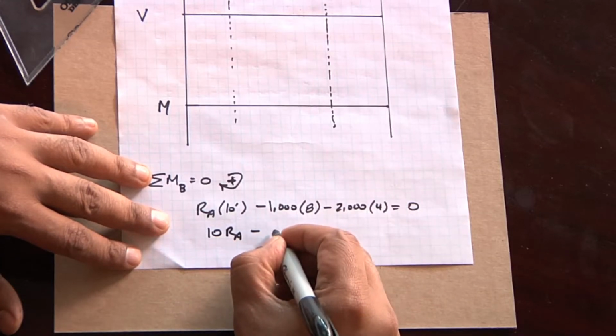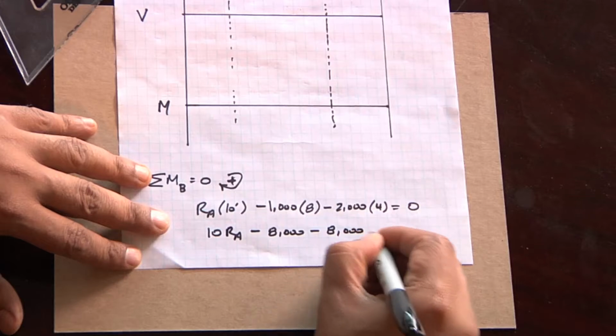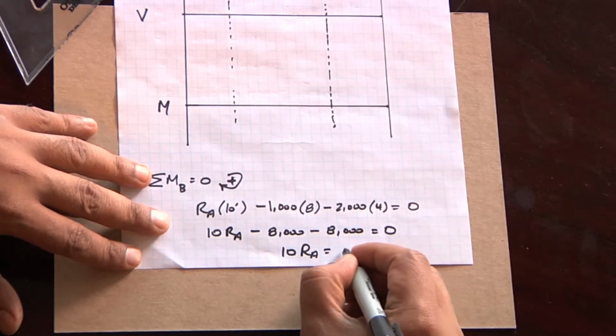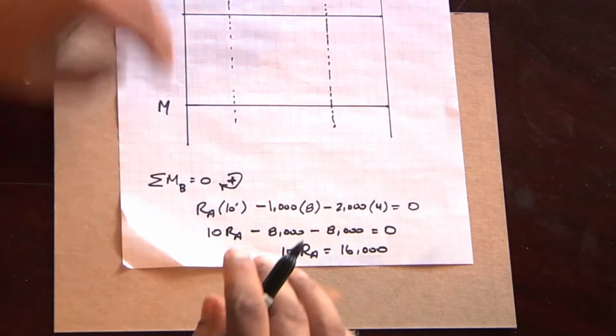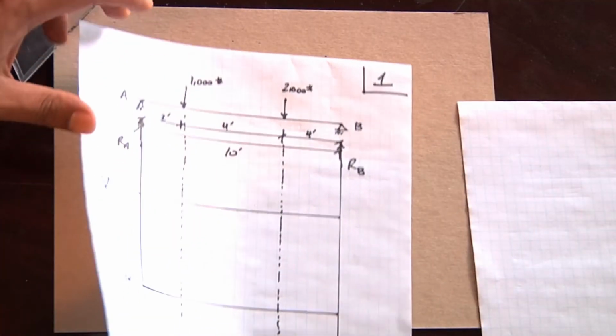And so that becomes 10 RA minus 8,000 minus 8,000 equals 0, or 10 RA equals 16,000. I'm going to be numbering all of my sheets on these notes so that we'll have them available for you. So that's sheet number 1.